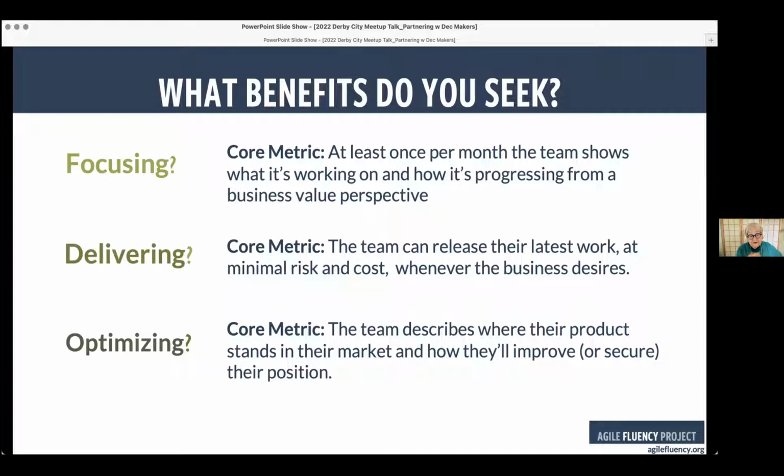And then another question is, can the team describe to you, when you go visit them, where their product stands in the market and how they've improved or secured their position? Do you need teams that do that? And do you have them already? And if you don't, do you have delivering teams? Do you have focusing teams? What would you like? What benefits do you seek from your teams?